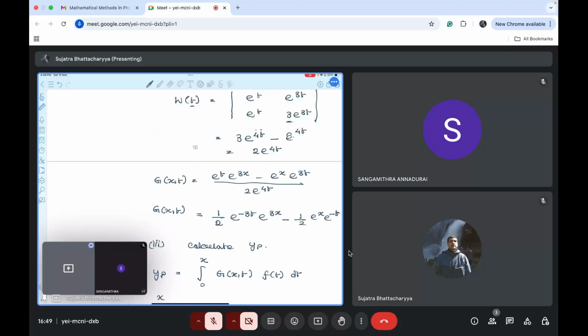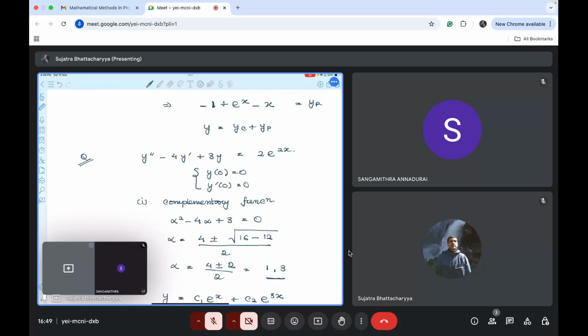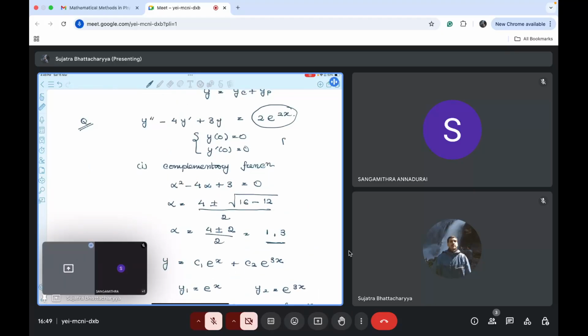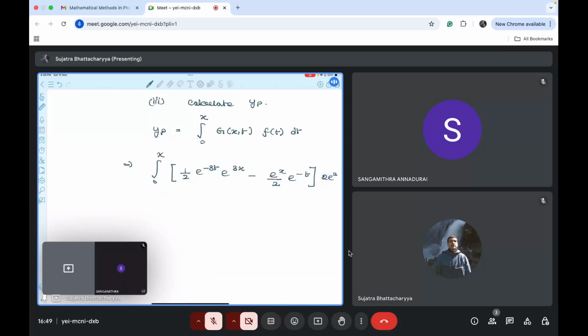No, no, just a minute. Forcing function. Let me write it here: f of x is 2 e to the power 2x, the forcing function. So f of t will be 2 e to the power 2t. All right, so this 2, 2, and this 2 cancel. Now you just have to solve the integration, that's all.